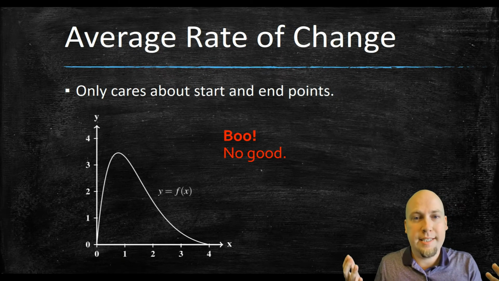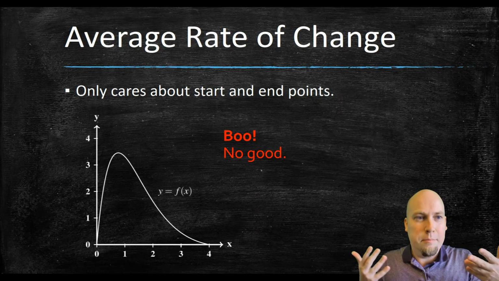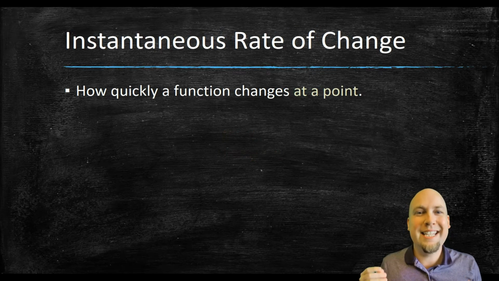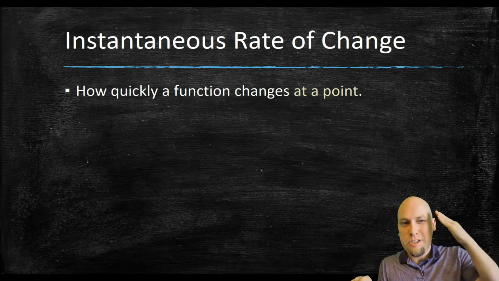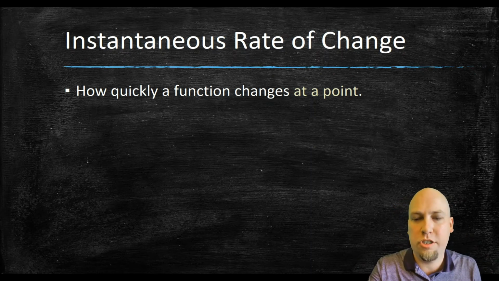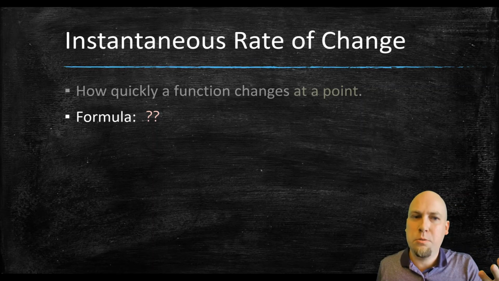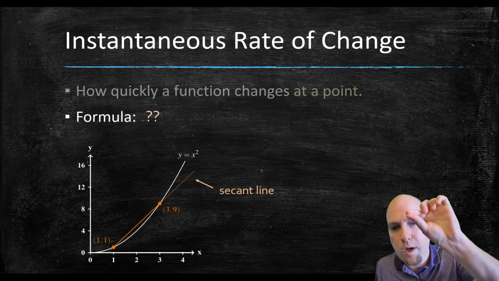So now we say in our best infomercial voice, there's gotta be a better way. And now I'm going to sell you my product. I'm going to sell you that better way. The better way is the instantaneous rate of change. What the instantaneous rate of change does is it measures the rate of change of a function just at a single point, not between 2 points, but just at a single point. It measures how quickly the function changes at a point. So how do we compute this? Well, that's what we're going to start talking about now, because it's not as simple as it was for the average rate of change. It's not just rise over run anymore, because we're only talking about one point.